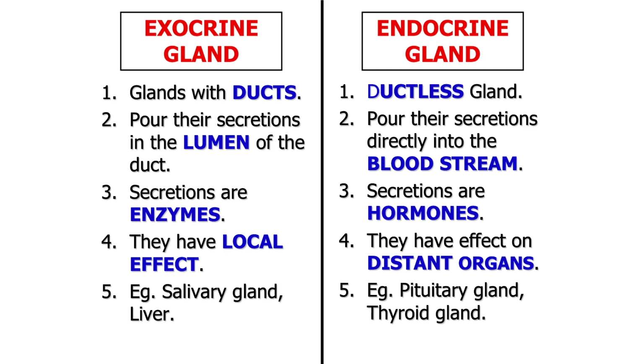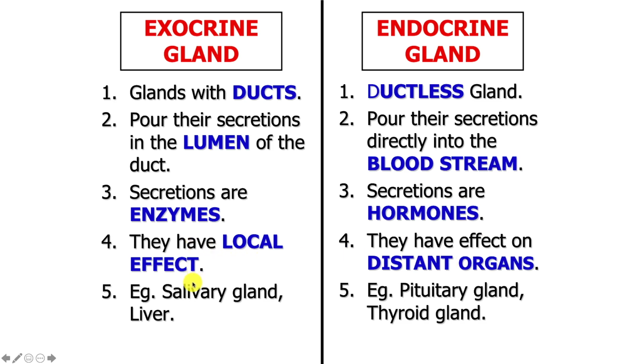Then we moved on to what is the difference between an exocrine gland and an endocrine gland. So exocrine glands are glands with ducts, endocrine glands are ductless glands. Exocrine glands pour their secretion into the lumen of the duct, whereas endocrine glands pour their secretion directly into the bloodstream. Exocrine glands have secretions that are called enzymes, endocrine glands have secretions that are called hormones. Exocrine glands have local effect, endocrine glands have effect on distant organs.